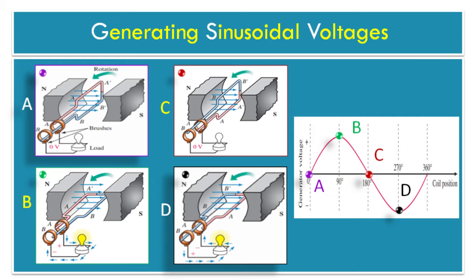Then refer to figure D. As the coil rotates, the induced voltage reverses and reaches a peak, where the coil position is 270 degree. In the waveform, the same voltage is shown by point D. Then as the coil rotates further, we get the coil position at 0 degree, at which induced voltage is 0 and the cycle repeats.